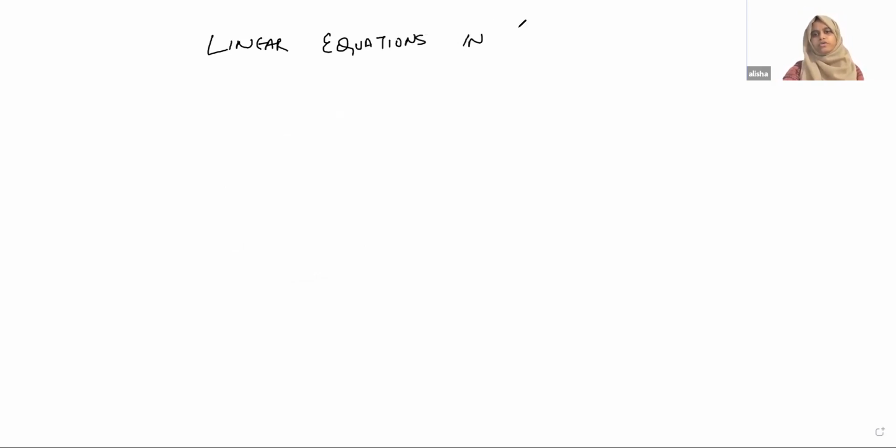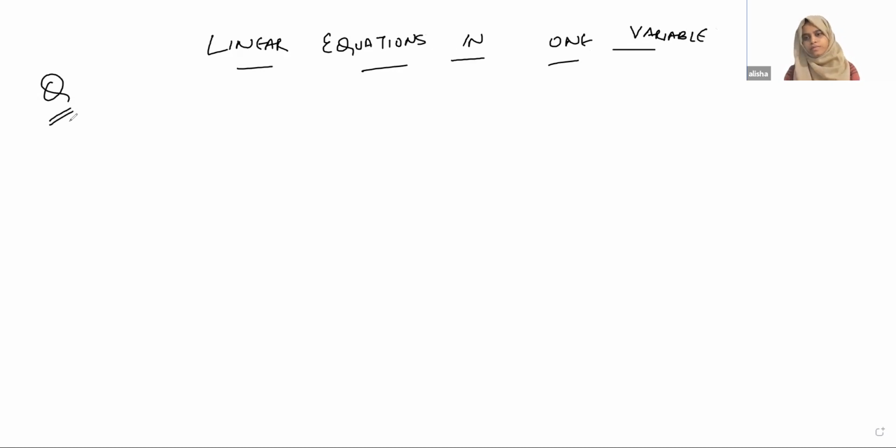And one variable or two variables? One variable. What were we doing? We were doing your word problems, right? Yeah, word problem. Write one question.